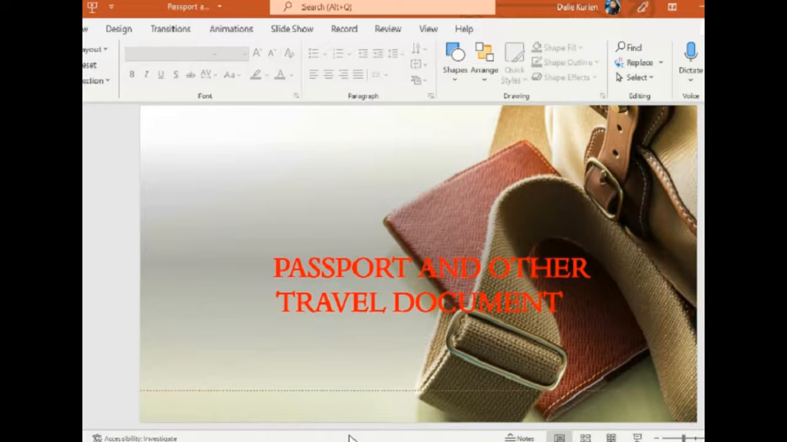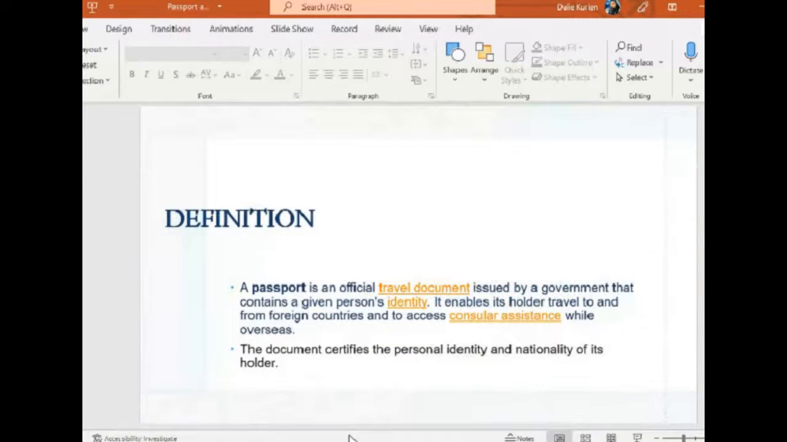Now we will come to know what a passport is and what other travel documents you should be carrying for your travel. A passport is an official travel document issued by that particular country. We have Indian passports, UK passports, Canadian passports. It is issued by their own government and gives a person's identity. It is checked like an identity card. It gives you your identity and your nationality, as in which nation you belong to.